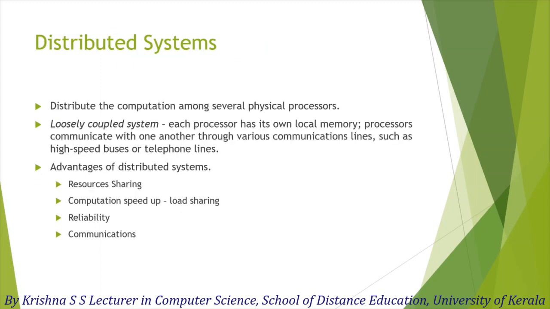Now we will discuss distributed systems. A distributed system distributes the computation among several physical processors. They are also known as loosely coupled systems. In the previous slide we discussed the tightly coupled system, so you are familiar with that. Now we will discuss loosely coupled systems. In loosely coupled systems, each processor has its own local memory. Processors communicate with one another through various communication lines such as high speed buses or telephone lines. So communication should be possible with the help of some network infrastructure. That is the main requirement in loosely coupled systems.